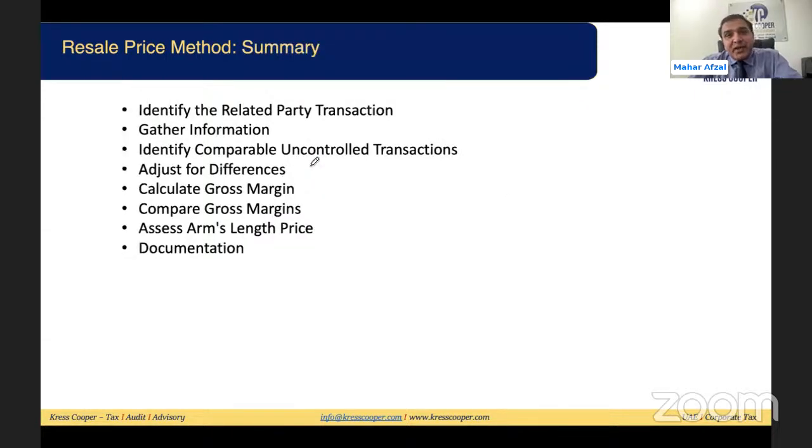If I am asked what the summary of the RPM method is, first of all, we need to identify the related parties, A and B. We need to identify the transaction between them and gather the information. Then we need to identify the comparable uncontrolled transaction. We need to identify the margin at fair market value between third parties. Then we need to adjust the differences. We need to calculate the margin, adjust the resale price, and deduct the expenses. Then we will be able to arrive at what the fair market value should be between the related parties.